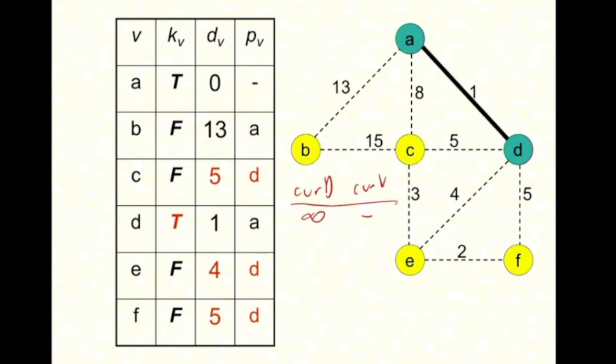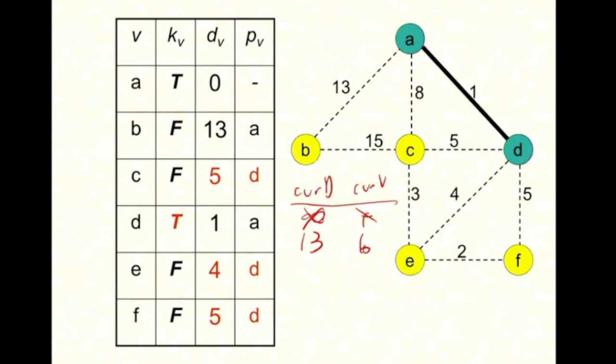Okay, so we start out, whoops, almost caught it. All right, so we start out, we've got a distance of infinity because I haven't looked at anybody yet. Step 1, find the smallest false one. A is true, can't look at it. B is false, and 13 is better than infinity.